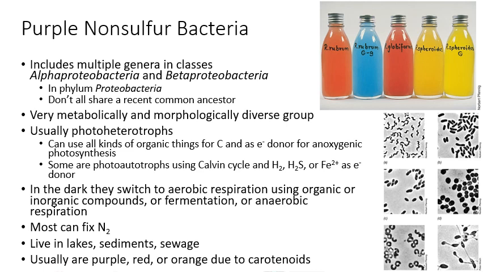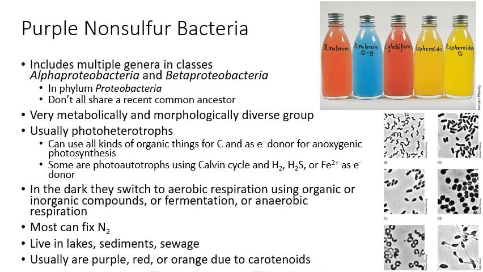Which makes sense since they're not closely related, they have a lot of diversity. So you can see in the picture here some of the different shapes they can form. They have a pretty wide range of variation as far as their shape, and they also have a lot of metabolic diversity. Of course, they all do anoxygenic photosynthesis, but apart from that, they have a lot of diversity, metabolically speaking.